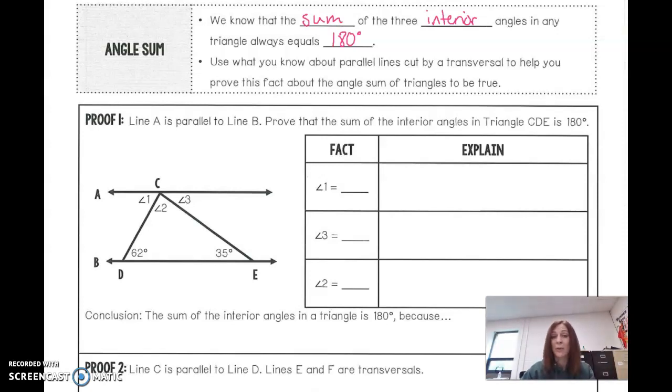Put it all together. It says line A is parallel to line B. So this line is parallel to this line. And we want to prove that the sum of the interior angles, in this case angle 2, 35, and 62, in triangle CDE, this one right here, is 180 degrees. So, fact: angle 1. We've got to figure out what angle 1 is.